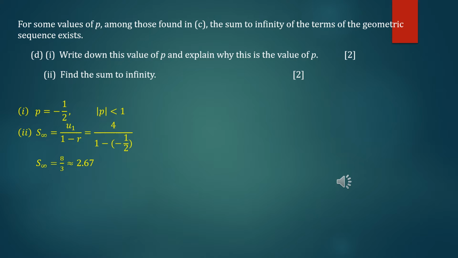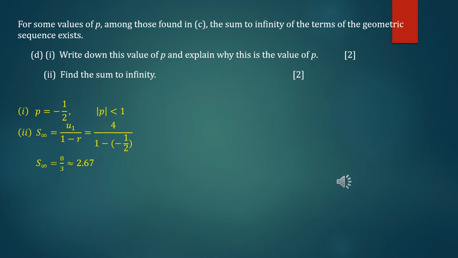This is the last part of question number 1. For some values of p among those found in C, which is our answer previously, the sum to infinity of the terms of the geometric sequence exists. Write down this value of p and explain why this is the value of p. So our p is equal to negative 1 half. The reason is that for us to have the sum to infinity, the absolute value of p must be less than 1, and this is the only value of p that qualifies.